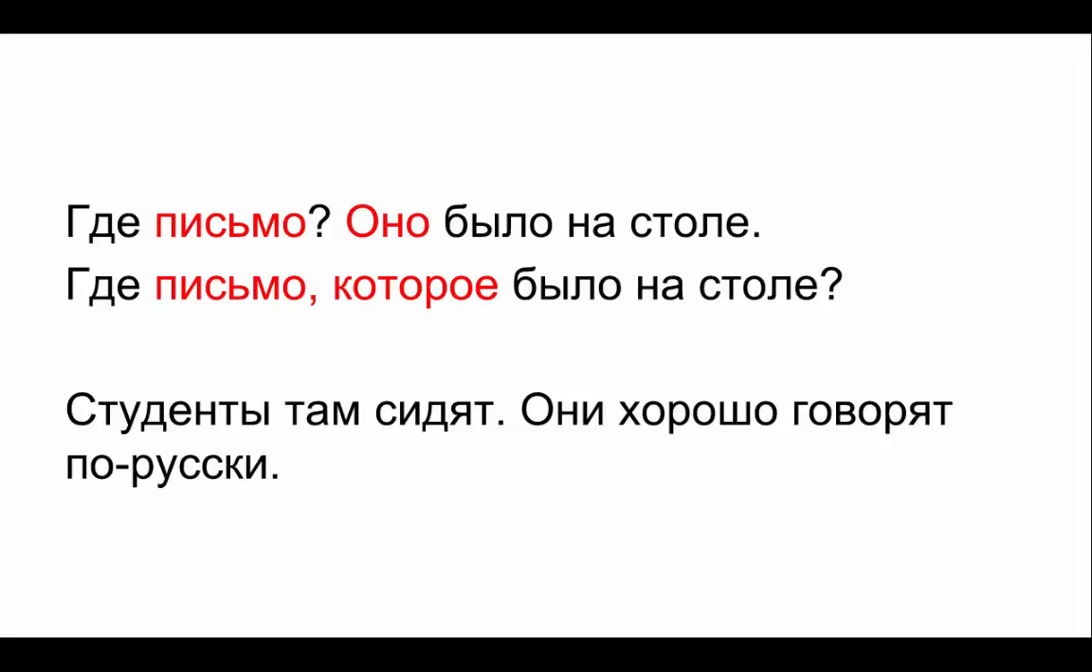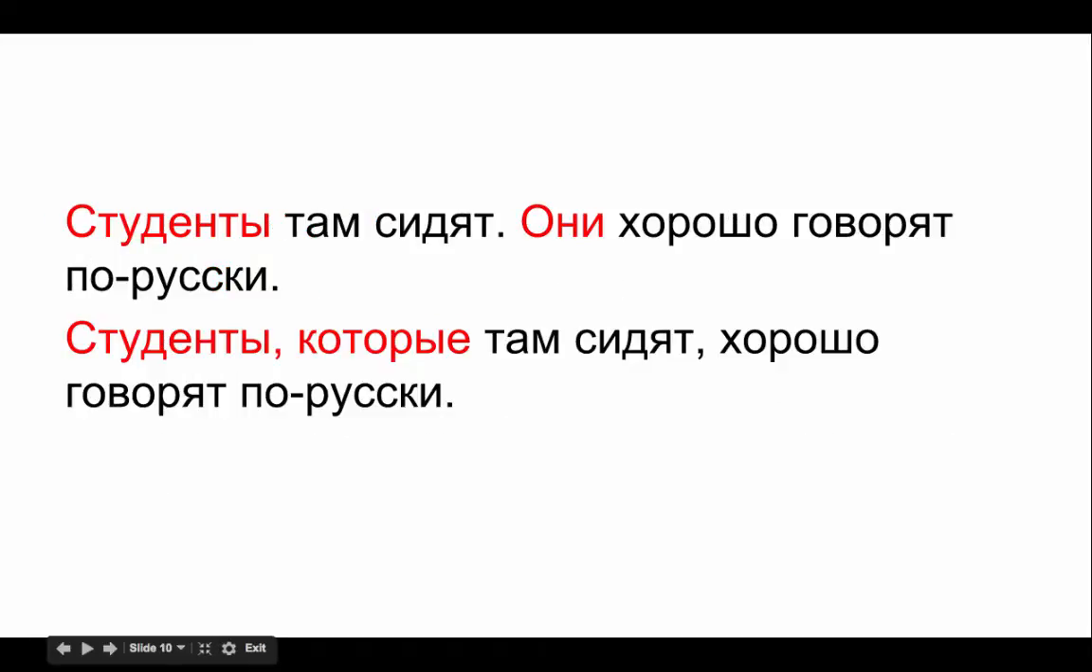Try this one. Студенты там сидят. Они хорошо говорят по-русски. What's the repeated element here? Студенты, они, да? We could say студенты там сидят. Студенты хорошо говорят по-русски. So how will we replace они with которые? Студенты, которые там сидят, хорошо говорят по-русски. Notice that here we had to rearrange the word order. We'll always have которые right after the comma.